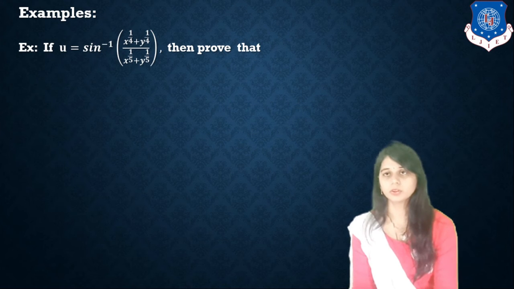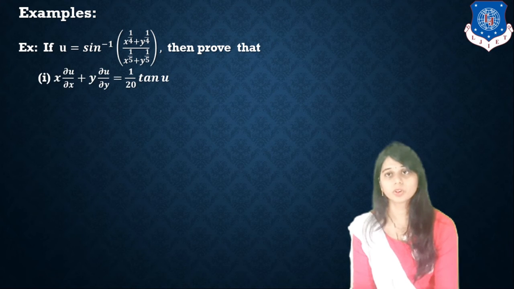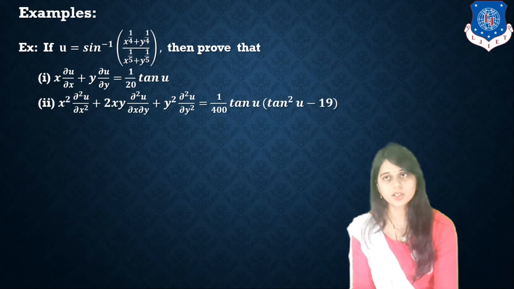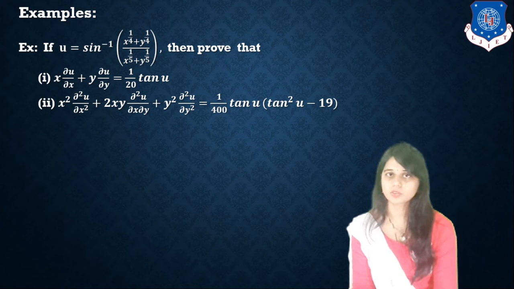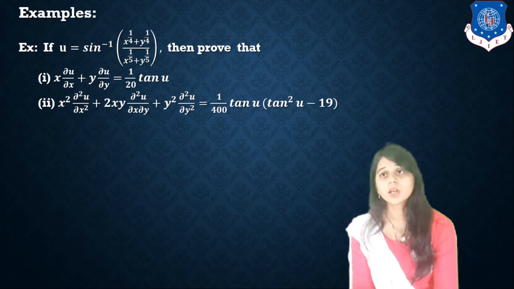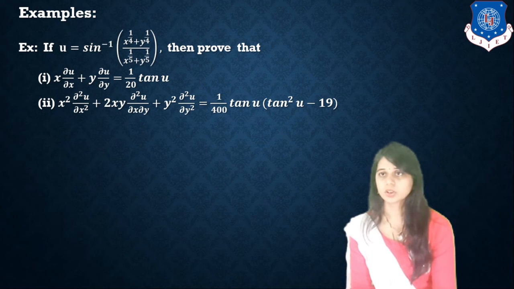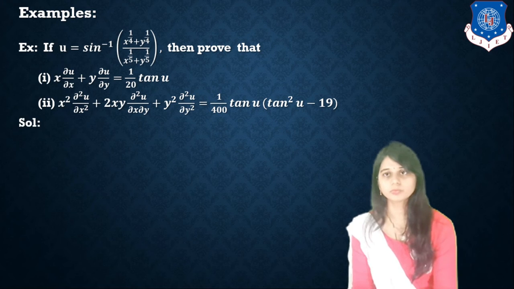Now we take an example. If u equals sin inverse of (x raised to 1 by 4 plus y raised to 1 by 4) upon (x raised to 1 by 5 plus y raised to 1 by 5), then prove that first, x del u by del x plus y del u by del y equals 1 by 20 tan u, and x square del square u by del x square plus 2xy del square u by del x del y plus y square del square u by del y square equals 1 by 400 tan u (tan square u minus 9). Clearly, here we see the modified Euler's formula. Okay, now we take the modified Euler's formula.